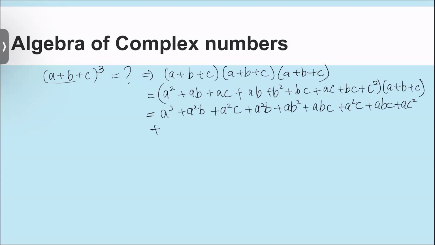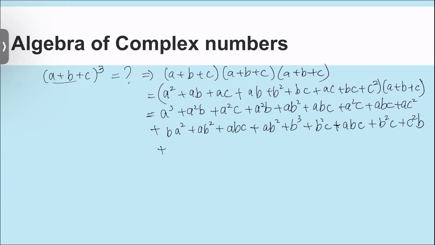Now you take the b parts. So you have b a squared plus a b squared. You multiply b with this entire first bracket. So you have again abc plus ab squared plus b cube plus b squared c plus abc, and then plus b squared c plus c squared b. Then you get a squared c plus abc plus ac squared plus abc again plus b squared c, bc squared plus ac squared plus bc squared plus c cube.